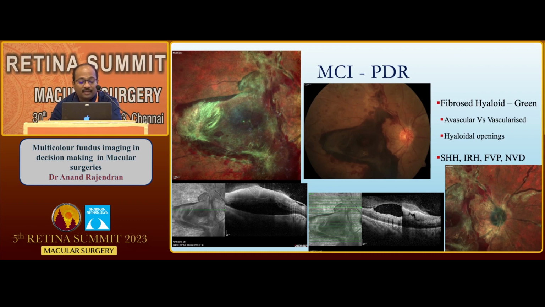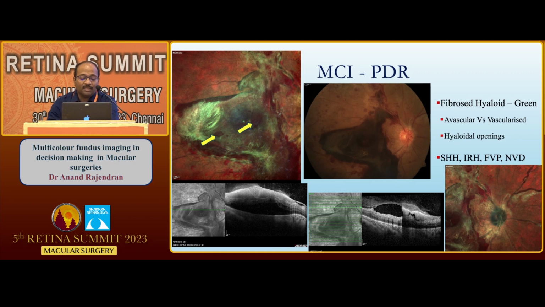In diabetic vitrectomies, MCI can occasionally give you great insights. You can see here on the top left the MCI image, which shows beautifully the fibrosed hyaloid and the green areas, and you can see the vascular nets out here and the avascular areas, and you can see these hyaloidal openings too, and you can take advantage of them.